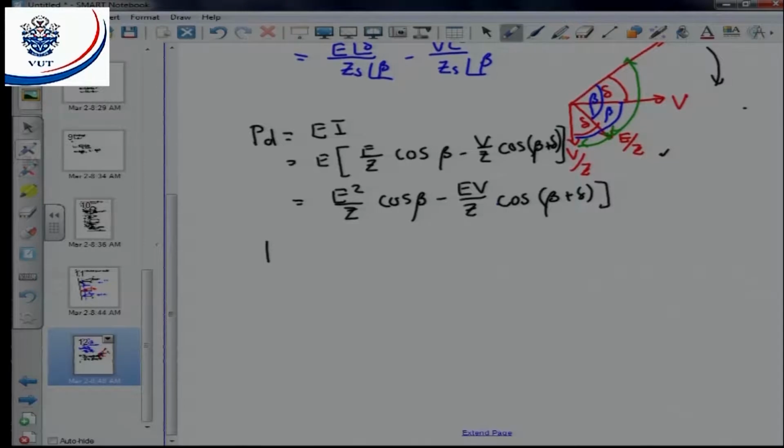If we want to determine the output, that has got to do with the voltage, and therefore we have V, and then the first part that we get when we go around will be E over Z, and the angle between them will be cos of beta minus delta, and minus the next part will be V over Z cos beta.